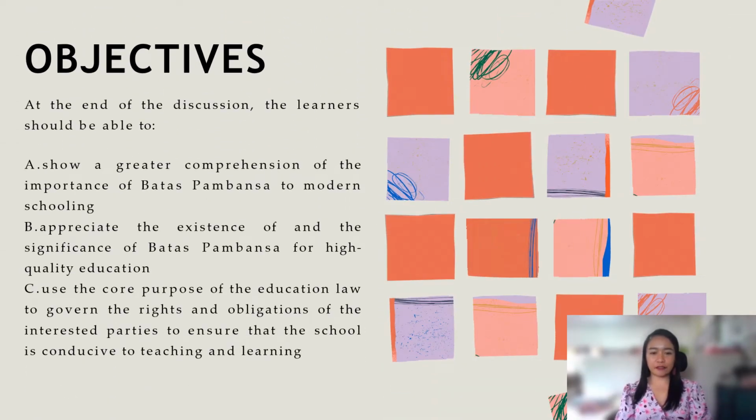So at the end of the discussion, the learners should be able to: A, show a greater comprehension of the importance of Batas Pambansa to modern schooling or our new normal education setting. Letter B, appreciate the existence and the significance of Batas Pambansa for higher quality education. And C, use the core purpose of the education law to govern the rights and obligations of the interested parties to ensure that the school is conducive to teaching and learning.